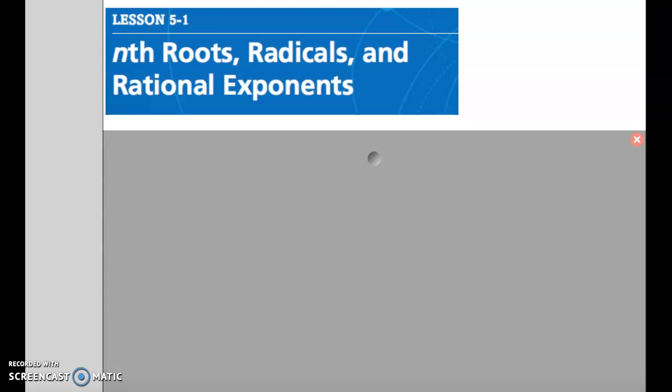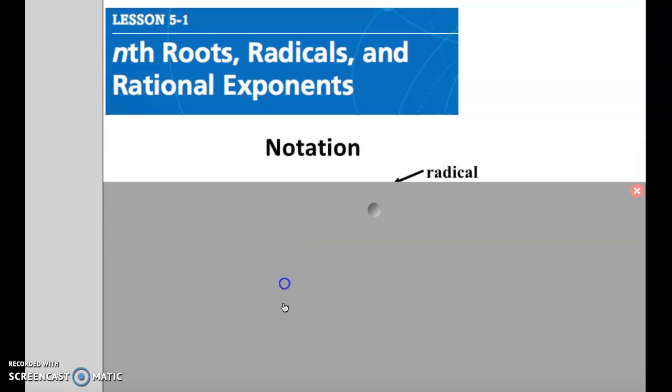In Algebra 2, we've worked with a lot of parent functions. We started with quadratics, then we went to polynomials, we worked with cubic functions, and then last in chapter 4, we worked with rational functions. So now we're talking about radical functions, and we start with this introductory lesson about radical exponents, rational exponents, and roots, okay? So let's take a look at some vocab first.